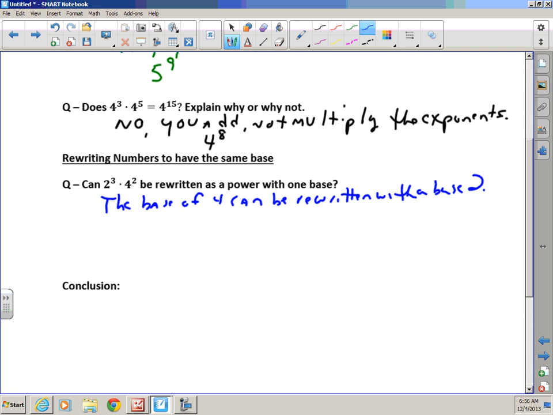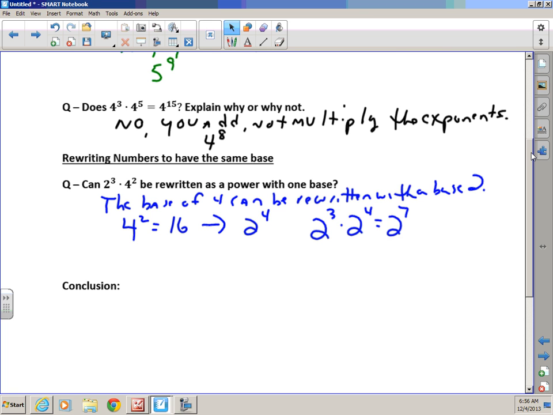Now, we're going to learn in the next lesson an easier way to do this. But what I just want to show you right now is that you should hopefully see that 4 squared is 16, and 16 is the same as 2 to the 4th power. So instead, I can rewrite this as 2 to the 3rd times 2 to the 4th, which is 2 to the 7th power. Okay?